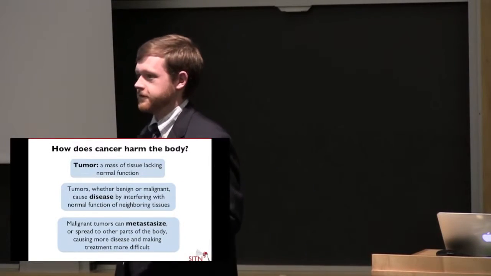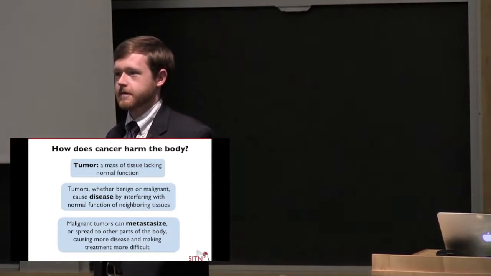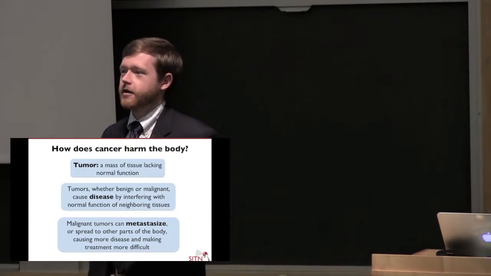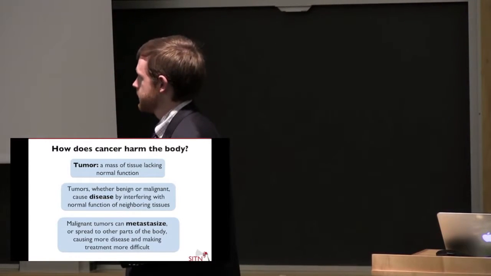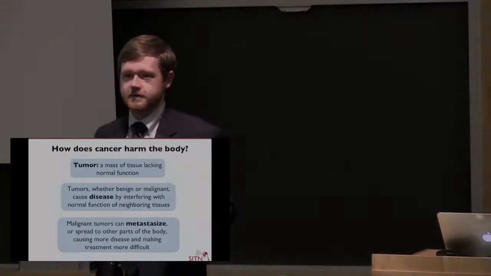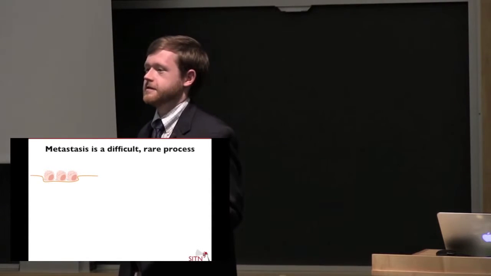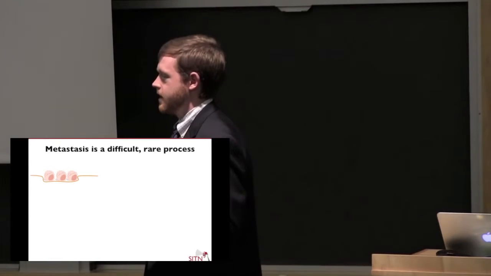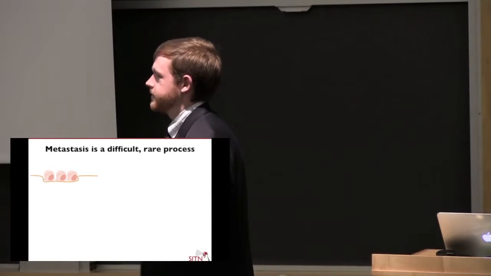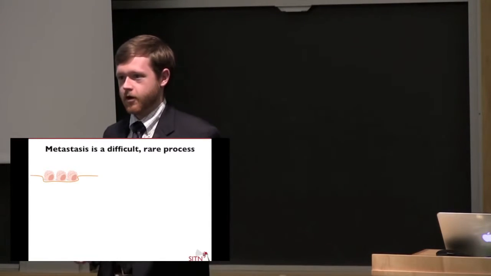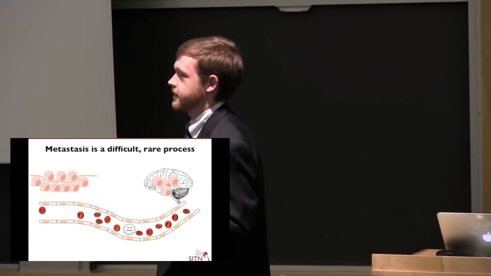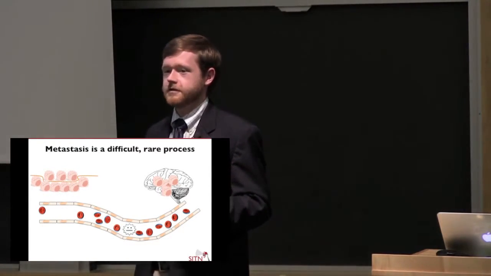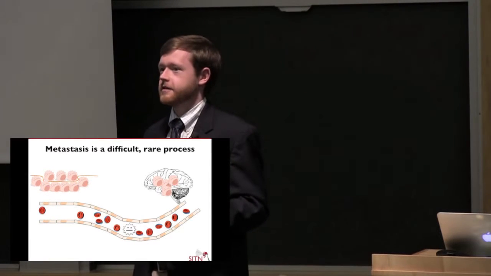Malignant tumors can metastasize or spread to other parts of the body, and that allows them to cause disease in these new locations as well, which is generally why these are more severe tumors to have. Additionally, this makes treatment more difficult. The potential for metastasis is the definition of malignancy, but luckily for all of us, metastasis is a difficult and rare process, and it's actually possible to have thousands or tens of thousands of cancerous cells circulating in the blood system, and not a single one of them metastasizes.